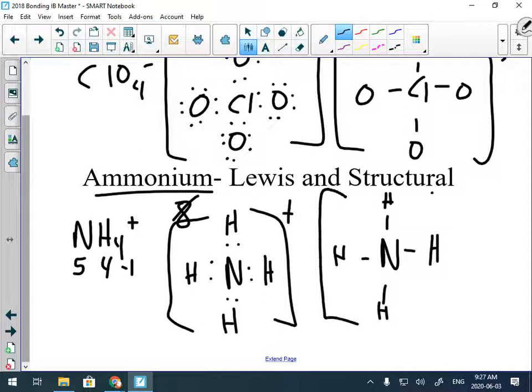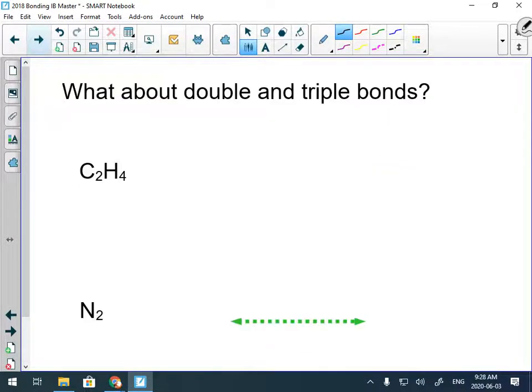Now, I did these first because these are ions, so we can't use the shortcut. You kind of have to do the Lewis diagram. But if you have things that aren't ions, you can use guess and test, and you can go right to the structural diagram. So let's take something crazy like C3H8. What would that look like?